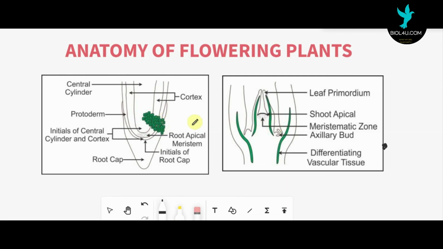Okay. So then we can study the permanent tissue. So that is all about the meristematic tissue.